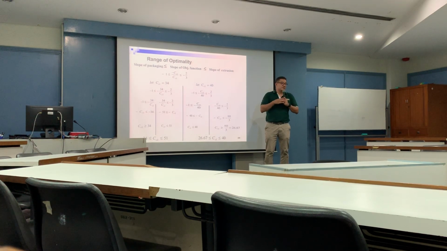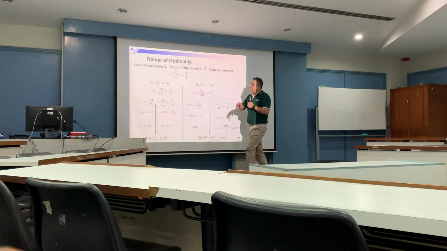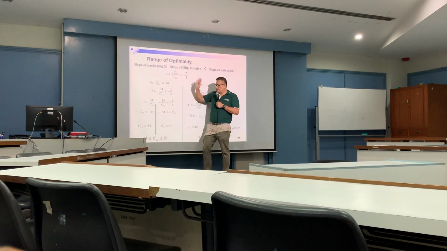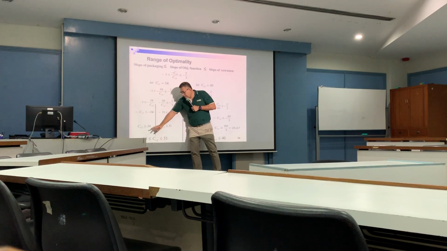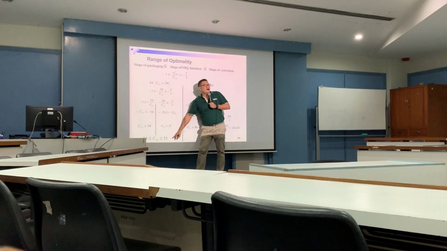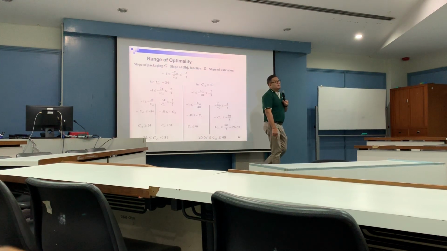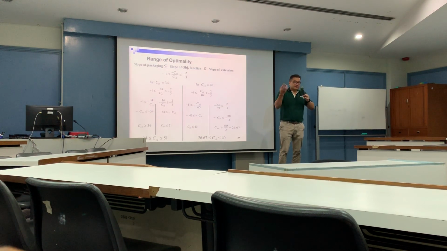No need to recalculate. But if the coefficient in front of X1 is 34, but the coefficient in front of X2 is changed from 40 to another value out of this range, for example 55, the optimal solution is going to change. You need to recalculate. You cannot tell about the optimal solution anymore. You need to recalculate to find a new answer.